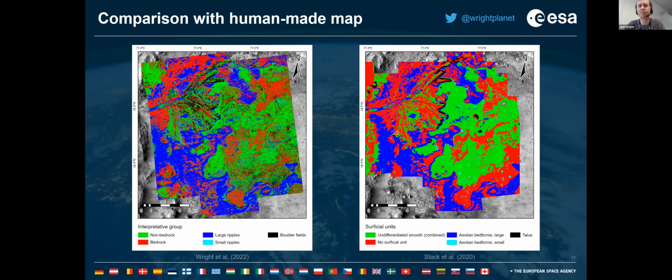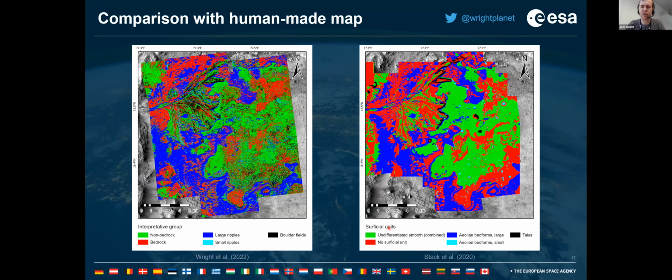And it took them the better part of a year, from, I think it was, May 2019 to April 2020, to produce this product. And I've colored it so that the colors on their map correspond roughly with the colors on my map.